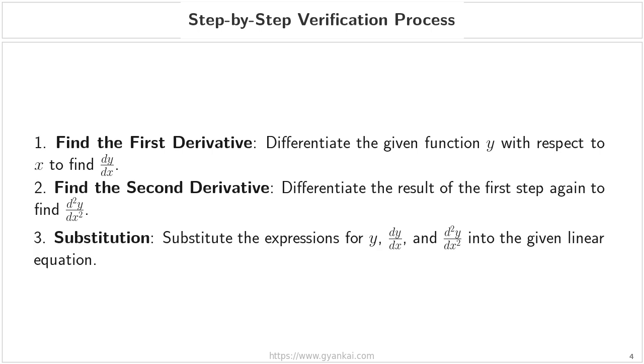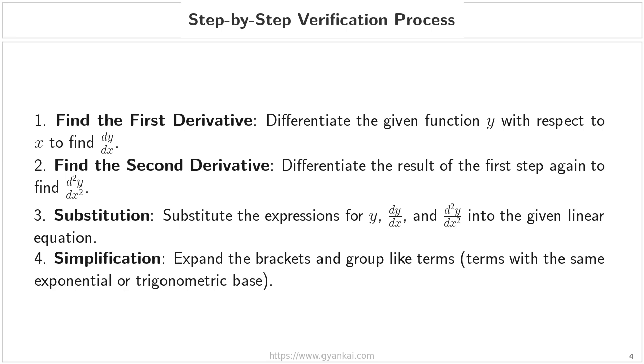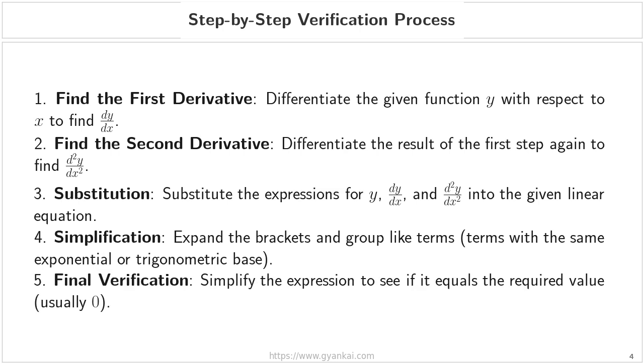Third is the substitution phase. We take our 3 components, the original function y, the first derivative dy by dx, and the second derivative d squared y by dx squared, and substitute them into the given linear equation. Fourth, we focus on simplification. At this stage, we expand any brackets and group like terms together. This means we look for terms that share the same exponential or trigonometric base so they can be combined. Finally, we reach the final verification. We simplify the resulting expression to determine if it equals the required value, which in most cases will be 0.